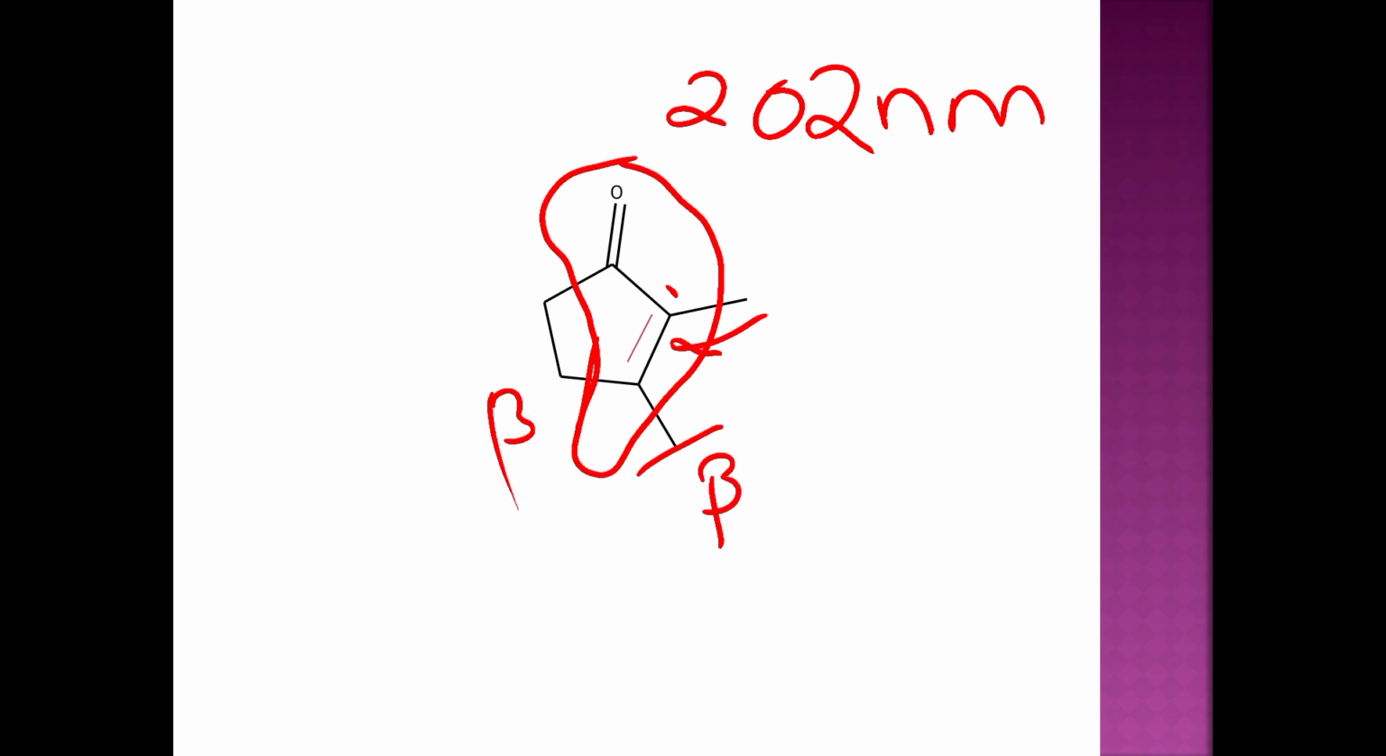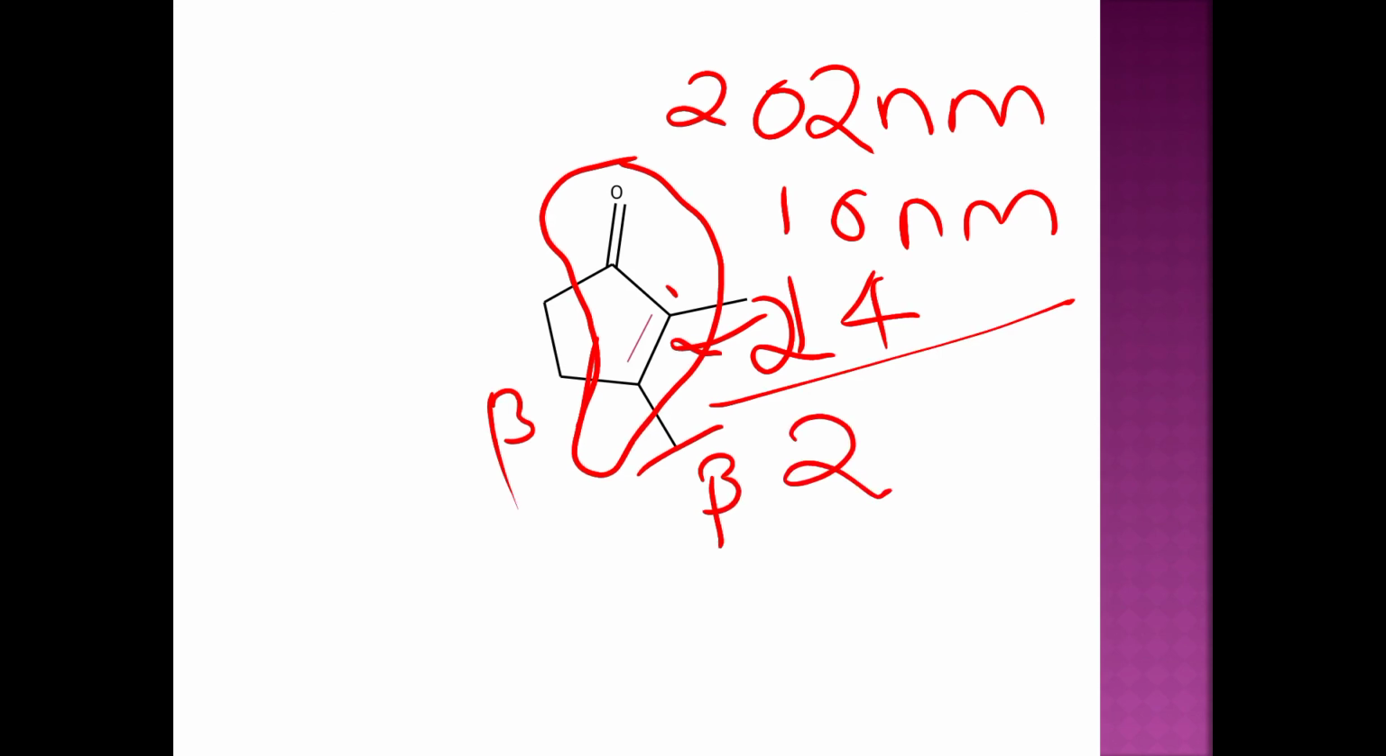So for alpha you take 10 nanometers, for beta you take 12. So 2 are there, so it is 24. And upon addition you get 236 nanometers as your lambda max. Fine.